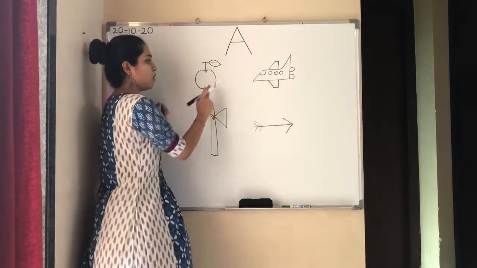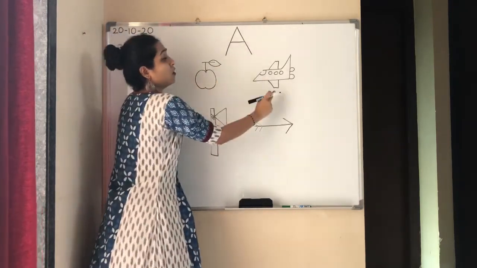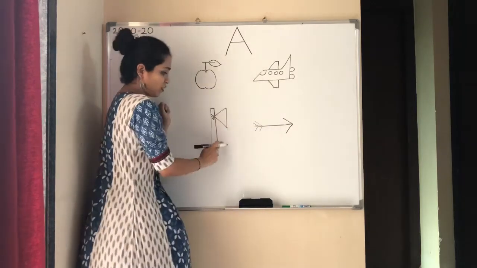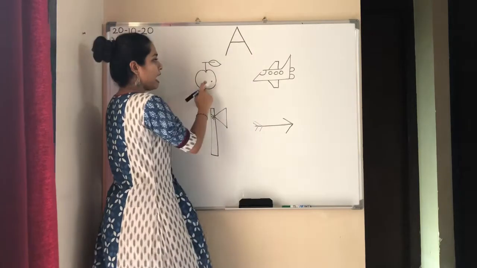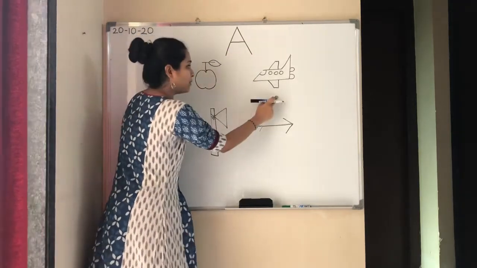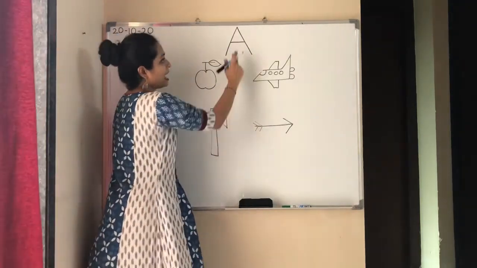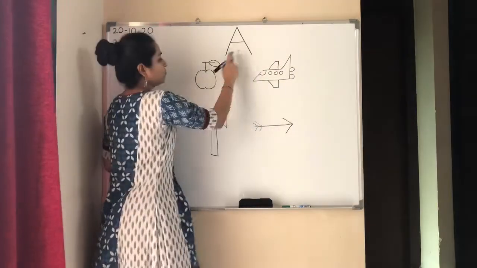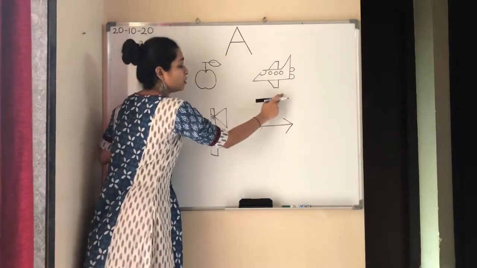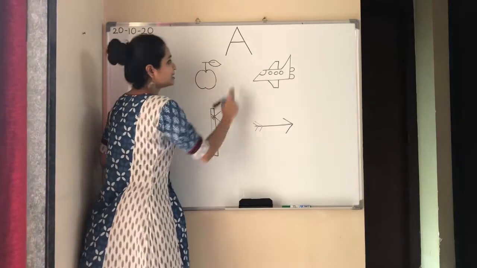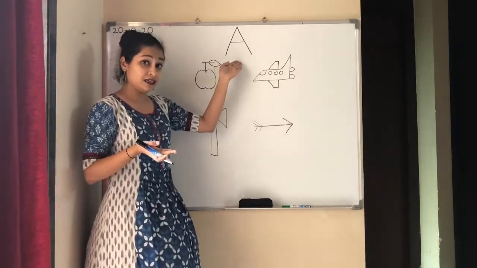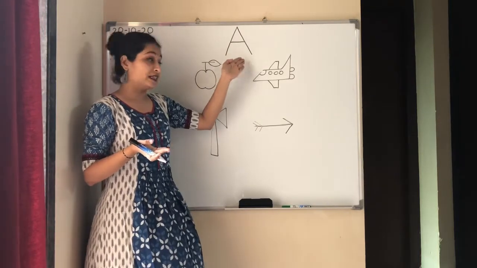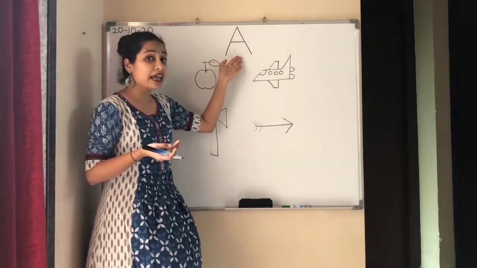Say A for apple, A for aeroplane, A for axe, and A for arrow. A apple, A aeroplane, A axe, and A arrow. So we have revised the letter that we did previously. The last letter that we did was letter A.